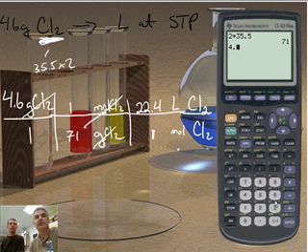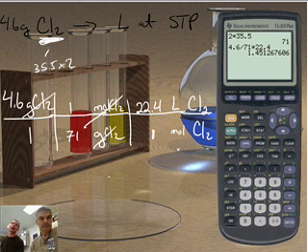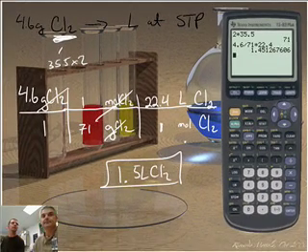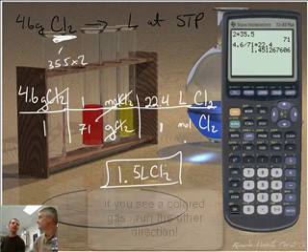So I'll take 4.6 divided by 71 times 22.4, and I get 1.5 liters of chlorine gas. That's not much chlorine gas, but if it was chlorine gas, you don't want that much around. Yeah, chlorine gas, it's nasty.